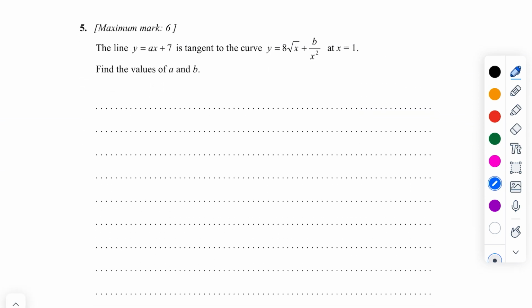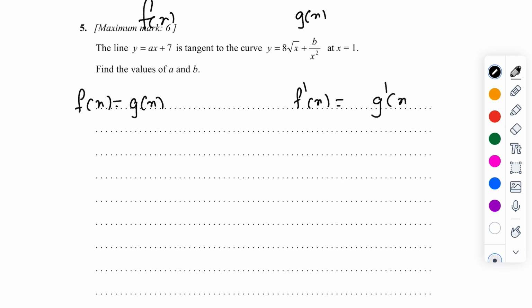Question number 5. The line y equals ax plus 7 is a tangent. Then find the values of a and b. So two things you have to do. Let this be f of x and this is g of x. First thing is f of x equals g of x, and another one is f prime x should be equal to g prime x.